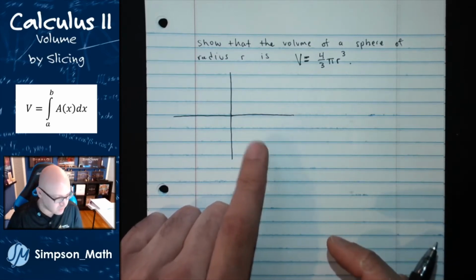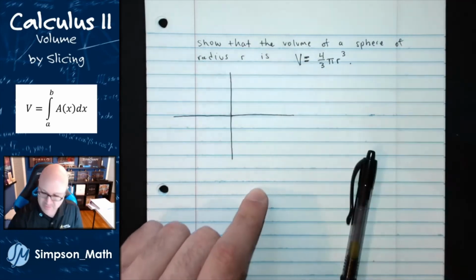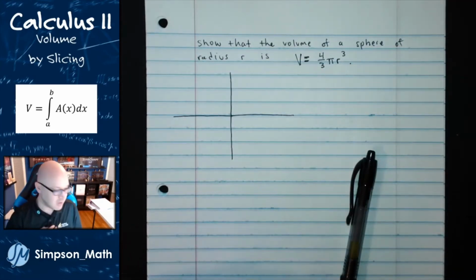But I'm going to, let's see if I can grab a compass. Do I have a circle here? That's too big. Let me grab my compass.